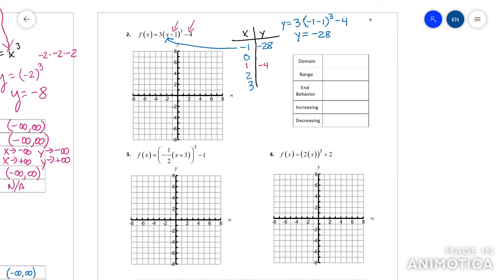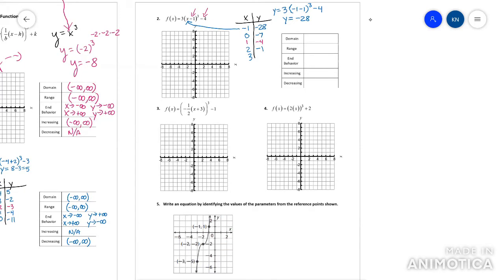So like the next one, I would be plugging in 0. I would get -7. If I plugged in 2, I would get -1. And if I plugged in 3, I would get 20. So now I'm going to put these dots on the line. 0, -7, 1, -4, 2, -1, and then the other ones don't fit. So it's going to look something like this.